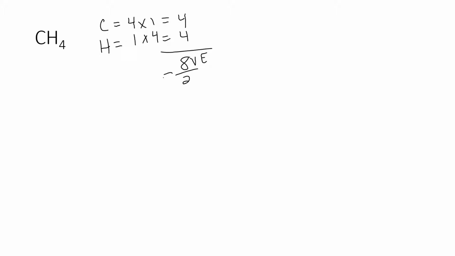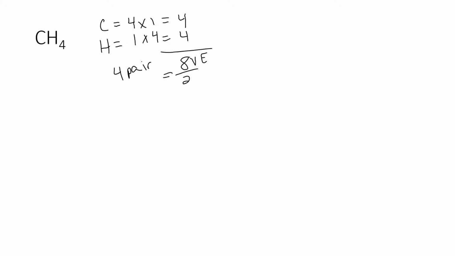Okay? Let's talk about CH4. We're going to do the same thing. Carbon has 4 valence electrons, and there is one of them. Remember, I'm getting valence electrons right from the periodic table. Carbon is in group 14, therefore it has 4 valence electrons. Hydrogen has 1 valence electron, but there are 4 of them. So we have a total of 8 valence electrons. Divide by 2, this gives us 4 pairs to go around.